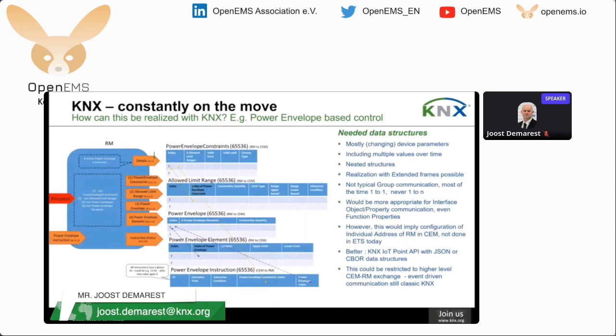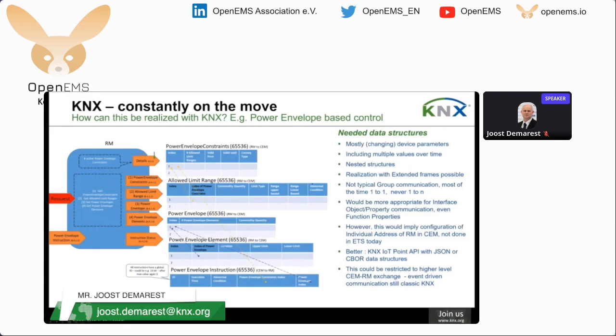How would this EN50090, or this 5491, be realized by KNX? As you have seen from my presentation, the needed data structures that are exchanged between the SEM and the resource manager mostly relate to changing device parameters. So device parameters that change over time. And all of these structures are nested structures. These data structures are quite elaborate. So for typical group communication with 14 bytes of information, this will not be possible. So we will have to use extended frames to exchange this information between a resource manager and the SEM.